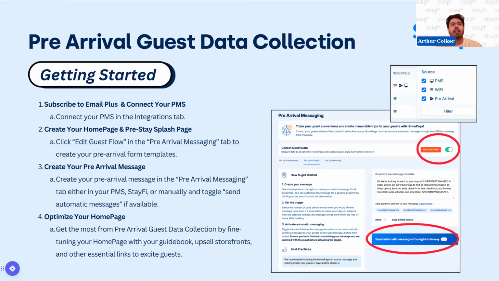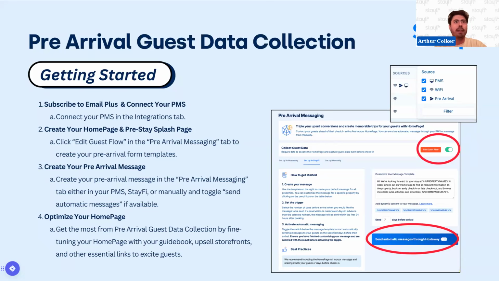So in terms of getting started, it's actually quite simple. As I said before, you are going to have to be an Email Plus subscriber to have access to the feature. So the first thing that you're going to want to do is become a StayFi email marketing customer, of course, and get your PMS connected so that you can be automatically sending that message over to your guests.